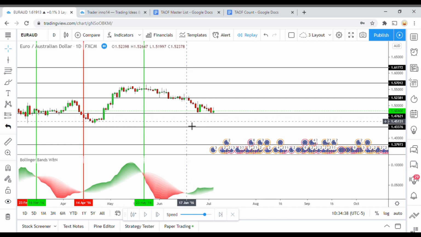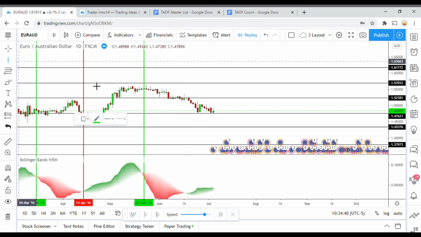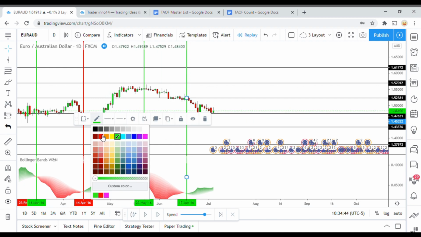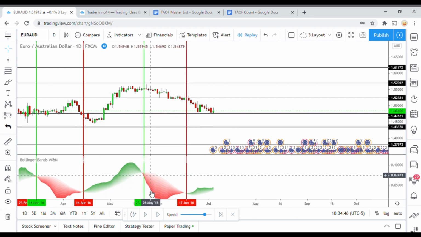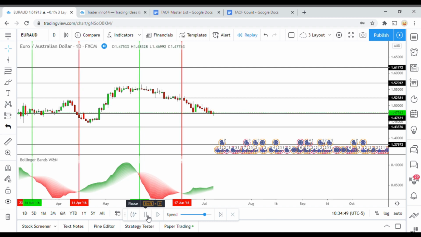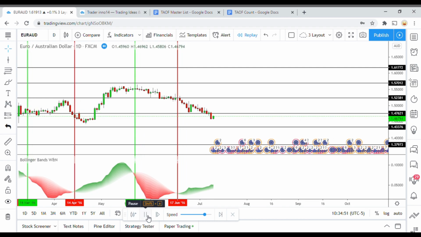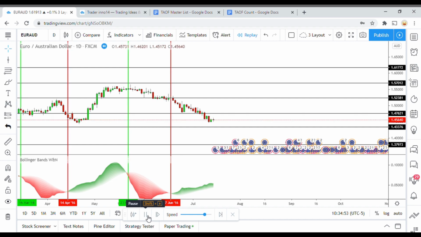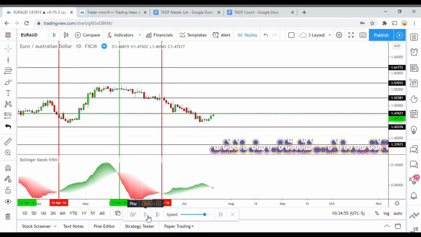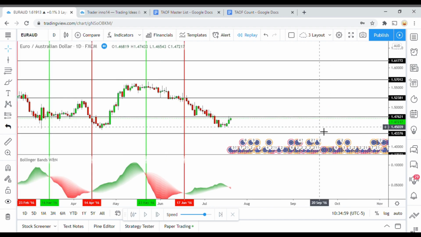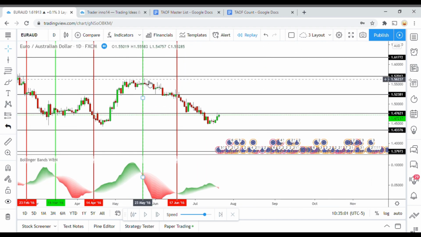Let's see, we get a long signal over here on this side. And unfortunately, that would not have worked out for us very well. It's pushing down, pushing down. It's had a pretty strong move to the downside, and this is what you're looking for. You're looking for a pretty well established downward move.